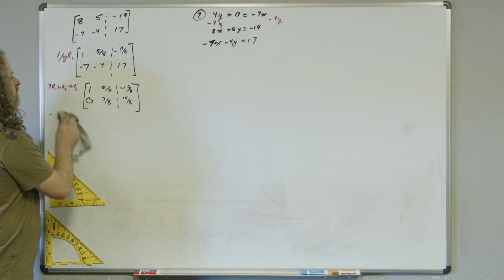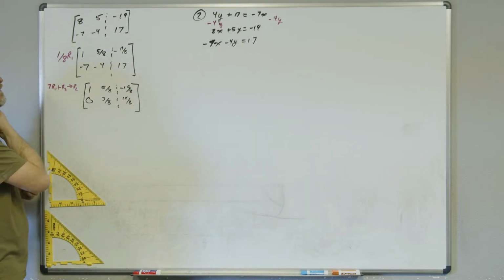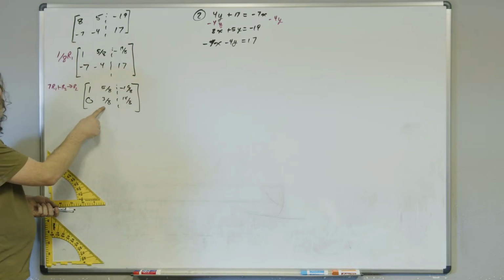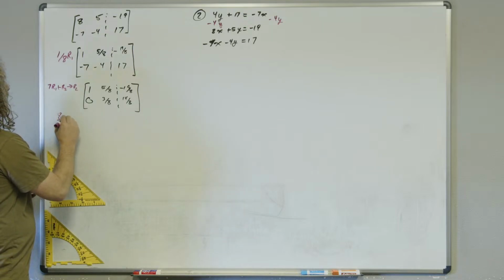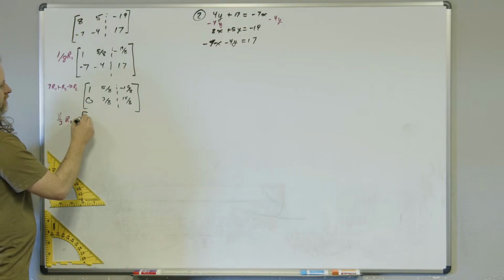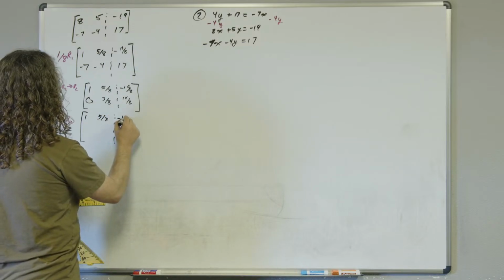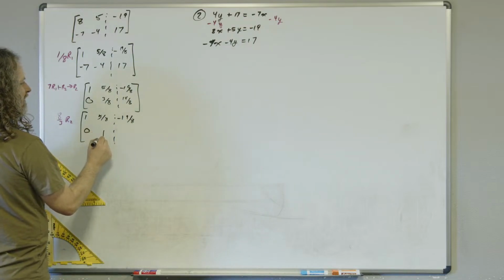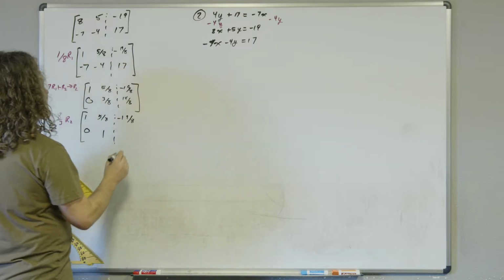Multiply. I'm just kidding. How about we multiply row 2 by 8/3? Because wouldn't that make a 1? 8/3 times row 2. That'd be 14/3 over here. Does that sound right?